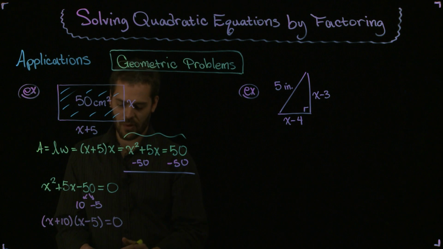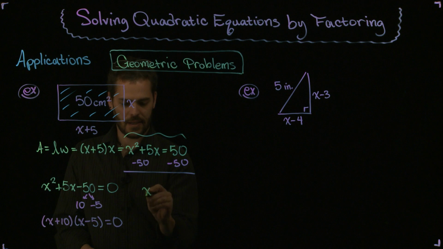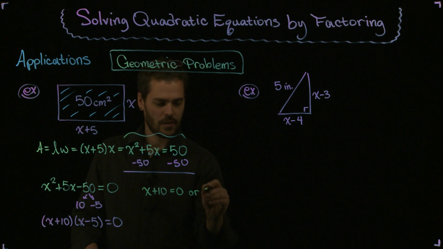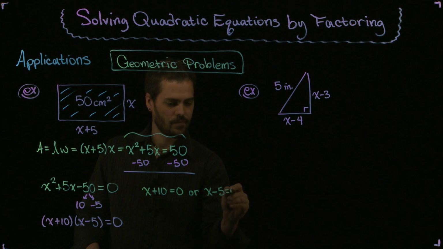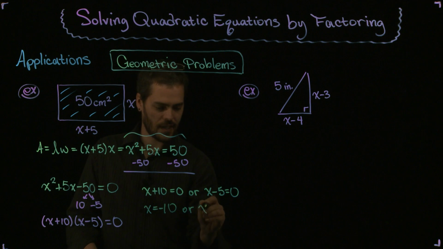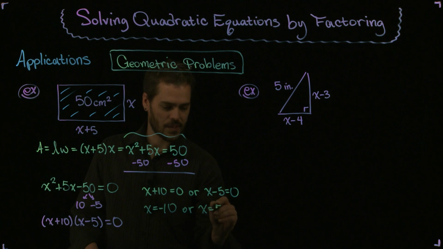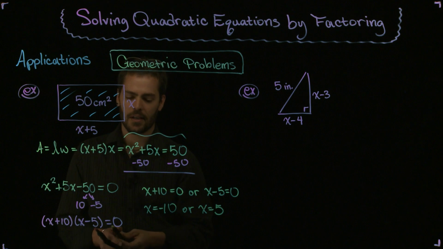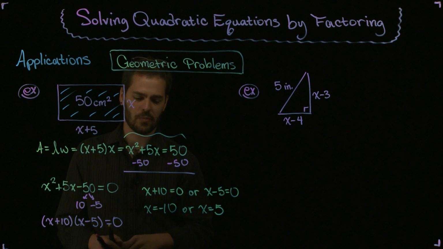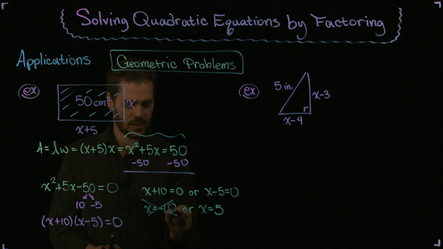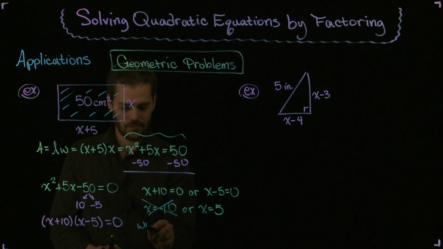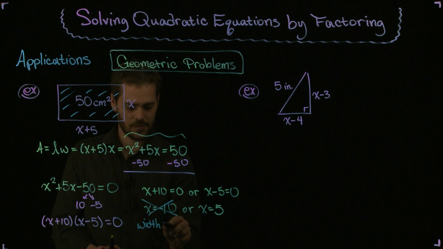Then I can use the zero product principle or property to say that x plus 10 equals 0, or x minus 5 equals 0, giving two solutions. One is x equals negative 10. The other one is x equals 5. Now remember, since we're talking about a physical problem here, we have to double check and see if these make any sense. If I had x equals negative 10, then that means the width would be negative, so that doesn't work. This is an extraneous solution. It must be that x is equal to 5, which means the width is equal to 5 centimeters.